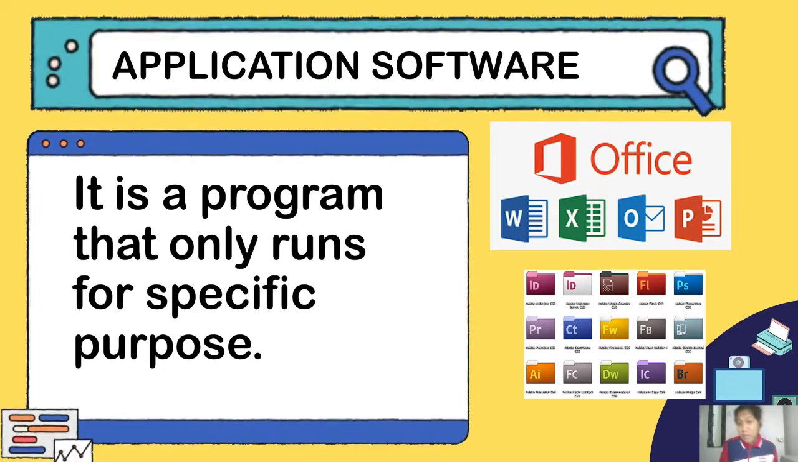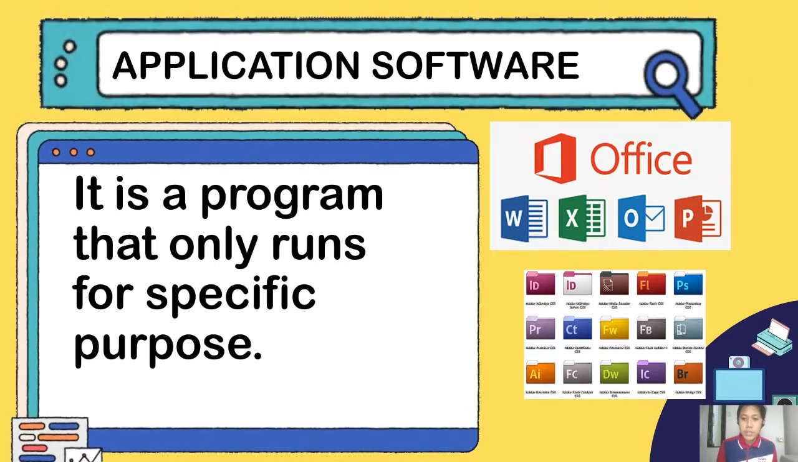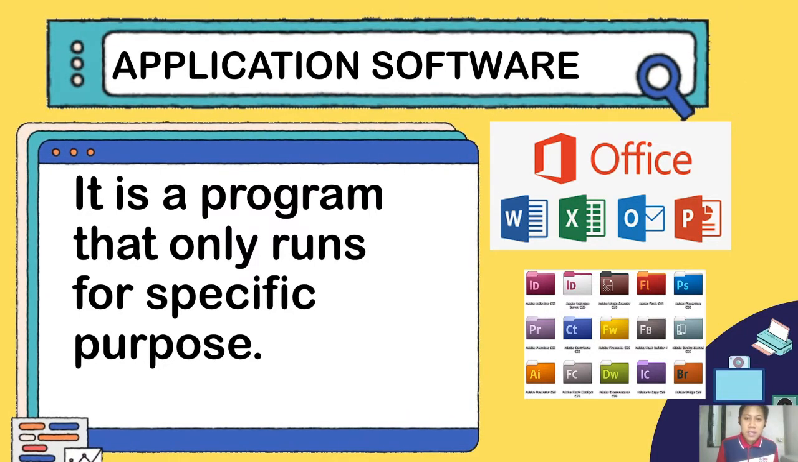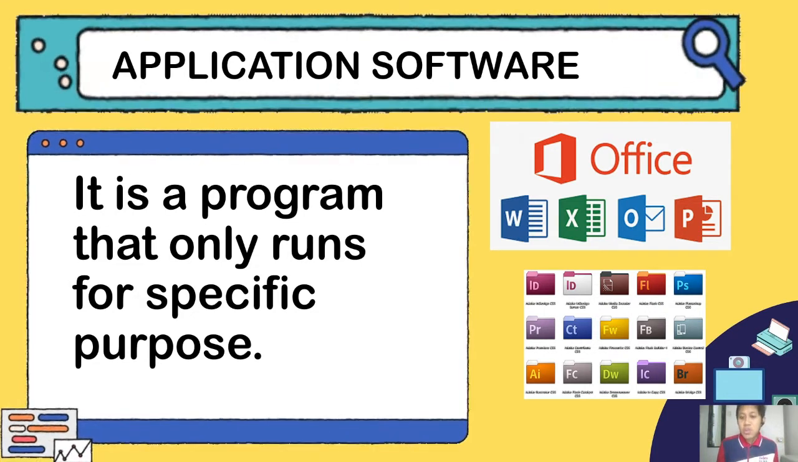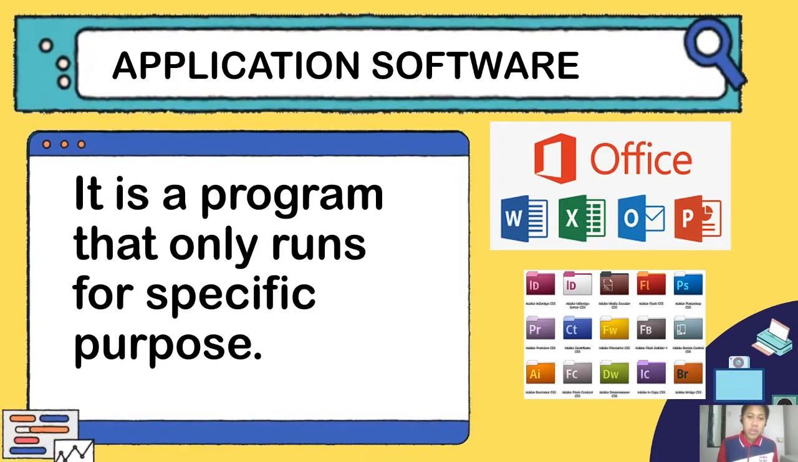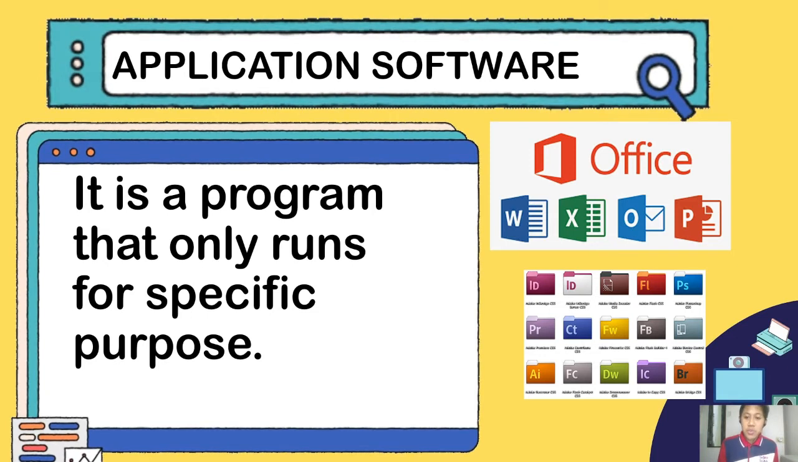Then, we have the application software. It is a program that only runs for specific purpose. So, ito yung mga apps na ginagamit natin pag nag-run na yung operating system. So, halimbawa, may Windows 10 ka. You need to process document. So, meron kang Office, meron kang Word, mga ganyan. Or, gusto mo mag-edit ng photos, you have the Adobe Photoshop. So, it is a program that only runs for specific purpose, kung para saan lang siya.